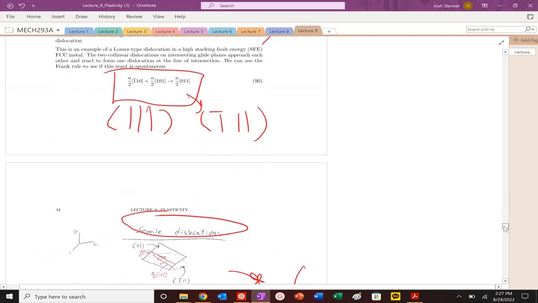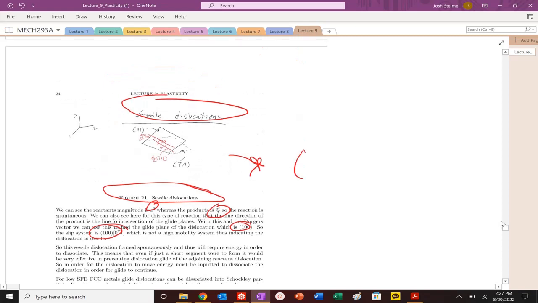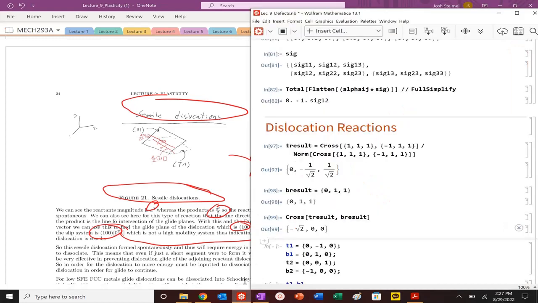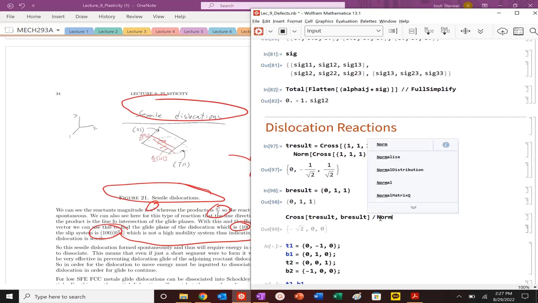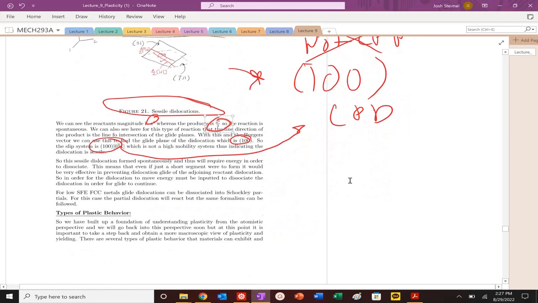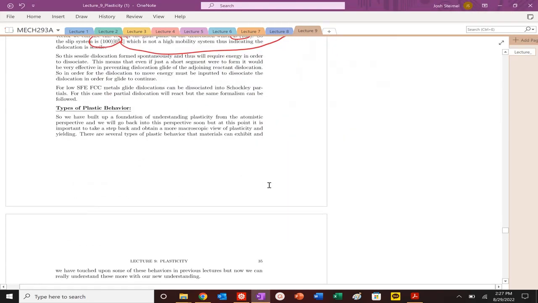So this is not a mobile dislocation by any sense for FCC. Even in simple cubic, it would not be so, because it's not a close packed direction. It is not a close packed plane, this 1, 0, 0. Even though we're in a close packed direction, it's really not going to cut it. So this is a critical way to see that these sessile dislocations can in fact dominate your mechanical behavior because they're so difficult to work with; they're pinned, they will not move. So they will affect, next time, the types of plastic deformation we'll expect, or the types of plastic behavior that we'll see.